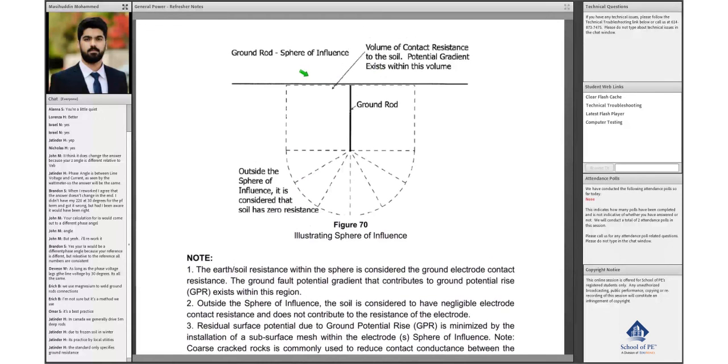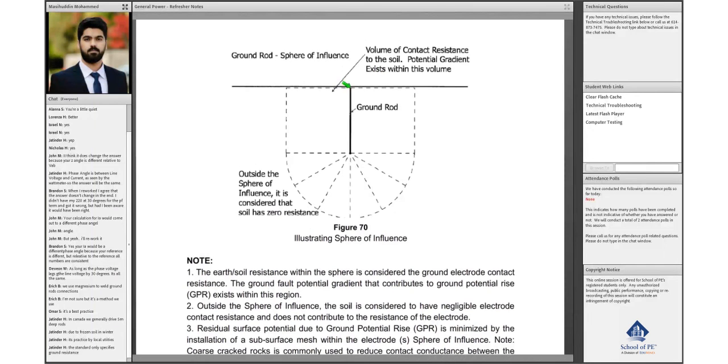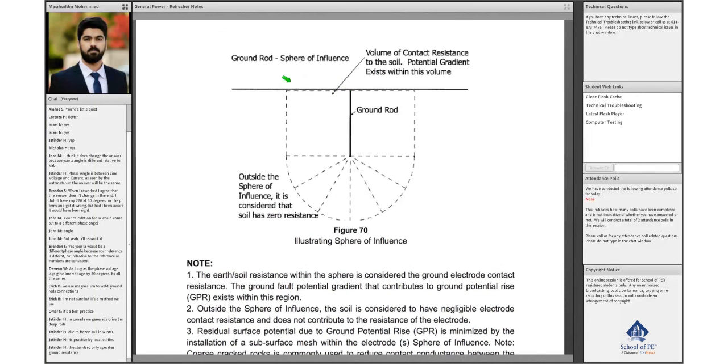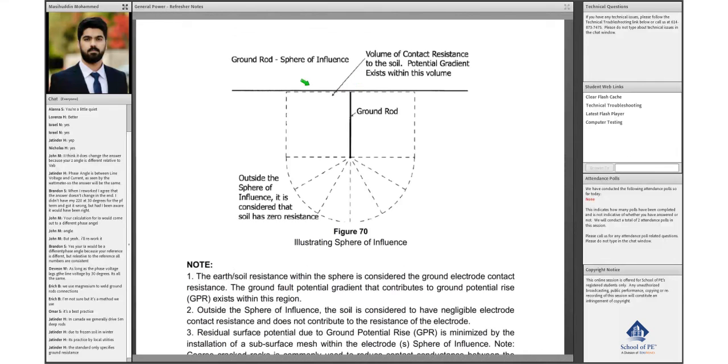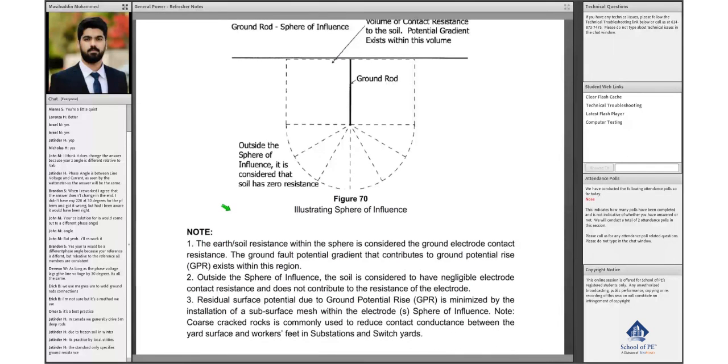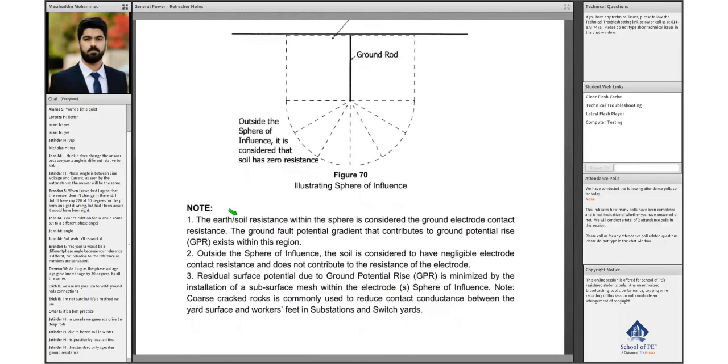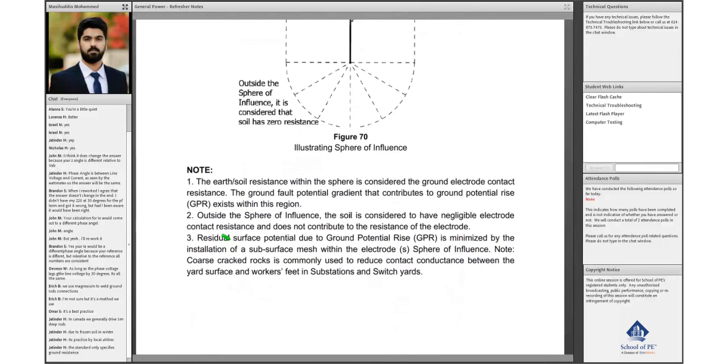That's why there is a chance of a ground potential rise in this section of the area when there is a fault. When the fault current dissipates into this ground rod, there is a chance of GPR rise. That's why in substation yards you would often find crushed rocks on top of the surface, in order to mitigate that GPR rise, because you have your surface on top of the ground rods.